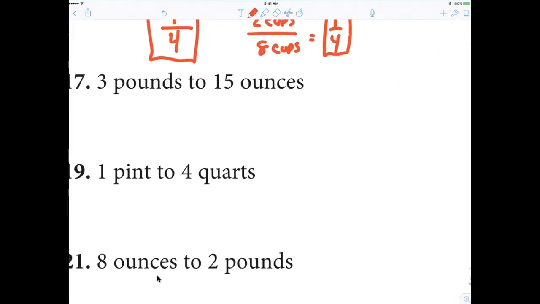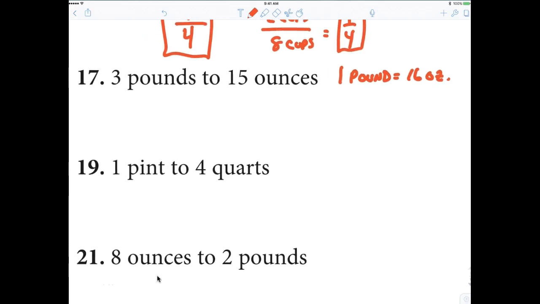Now again, it's a good review. I want everybody to know that 1 pound is equal to 16 ounces, right? So if you have 3 pounds, that means you have 3 times 16 ounces, which is 48 ounces to 15 ounces, and we can divide by 3, so that becomes 16 to 5.